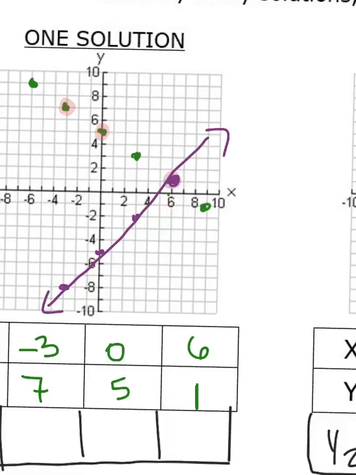And then once again, I want to focus on those same x coordinates. So here, when x is -3, we have a y value of -8.